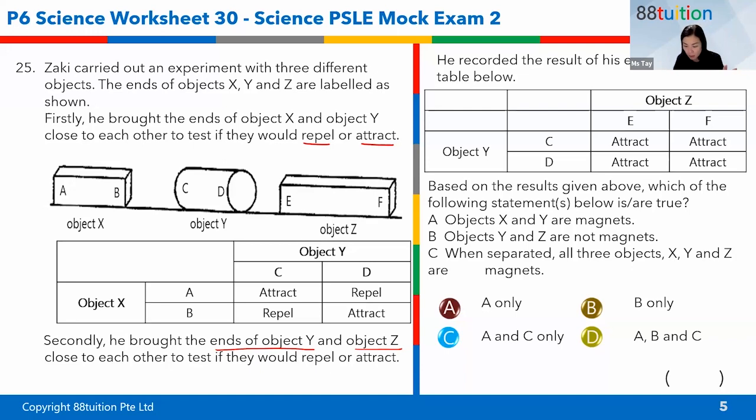Clear? So is the answer A? Yep, the answer is A. You are right. Yes, Salman, your answer is A. Can you all write down, in order to test for the magnetic property, we only check for repulsion.